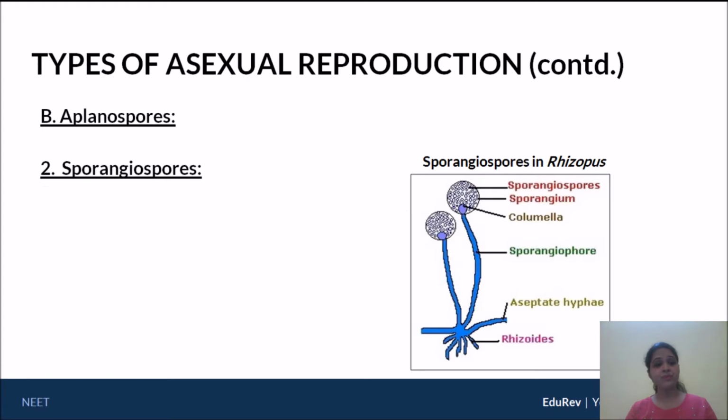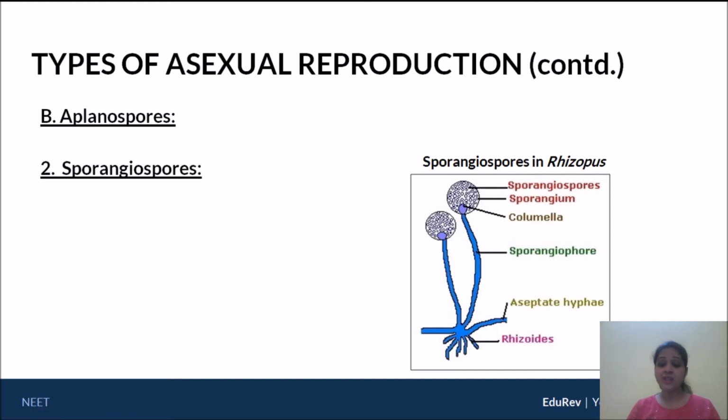So conidia are exogenously produced, and they're produced on specialized hyphae called conidiophores. Now, coming to the second type of planospore. This figure looks very similar to what we have probably studied in our school. Here you have sporangiospores in Rhizopus. Rhizopus is nothing but our bread mold. Here you can find sporangiospores present within a capsule called the sporangium. And this sporangium is present on hyphae called sporangiophore.